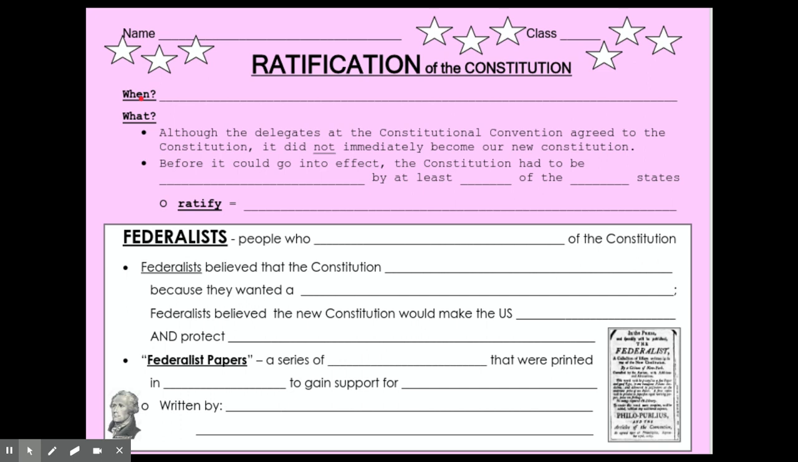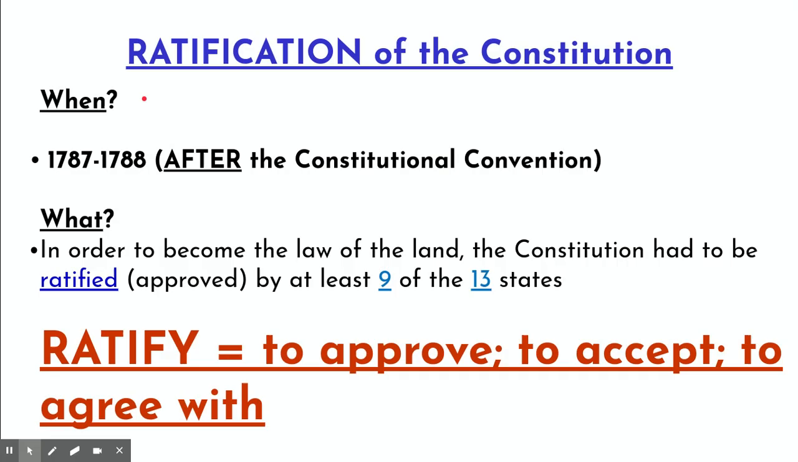So, when it's going to be after the Constitutional Convention, 1787 and 1788. Do you need to write this all out? No, but you should realize that if they're approving the Constitution that was written at the Constitutional Convention, it happened after the Constitutional Convention. If you understand the concept, you don't even need to write that down. It starts mostly in 1787 and into 1788 is when it happens.